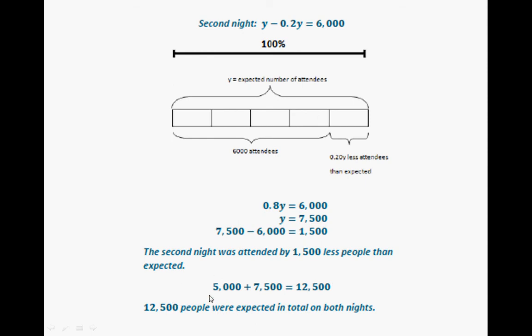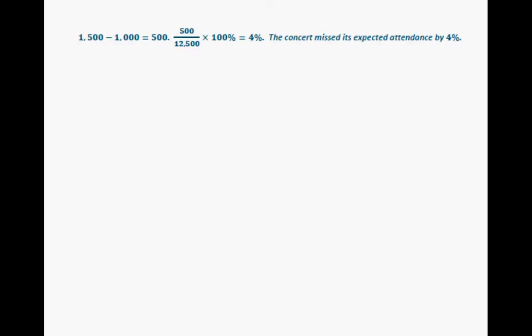So now if you take those two numbers, the 5,000 and the 7,500, you get a total of 12,500. So now we know the total amount of people that were expected was 12,500 people for both nights. So now if we take 1,500, which was the difference of the second night, minus 1,000, the difference of the first night, that is a total of 500 people. And 500 people divided by the 12,500, and then multiplied by 100% is 4%. So the concert missed its expected attendance by 4%.